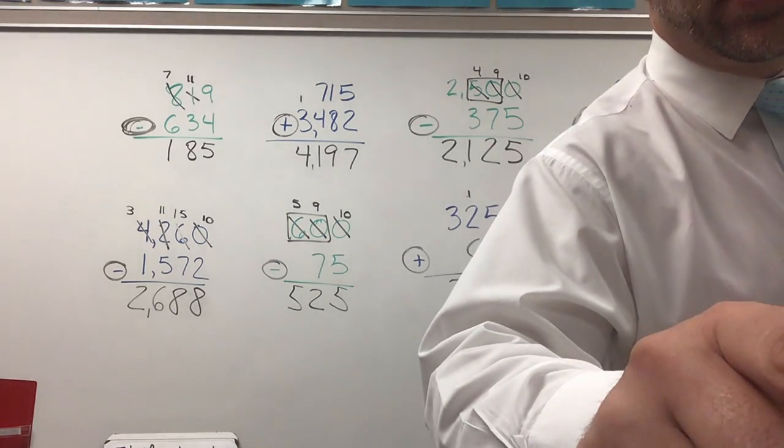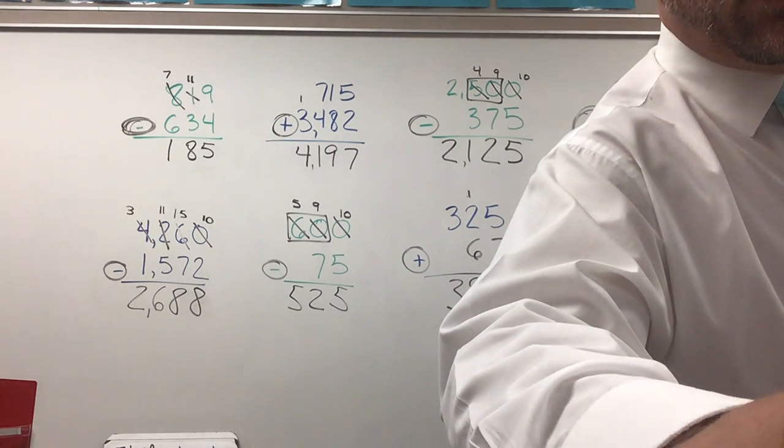Circle your plus and minus when you start, and double check those regroupings.